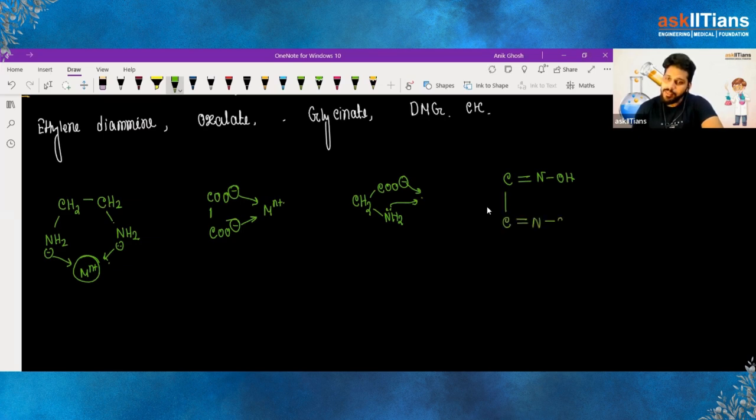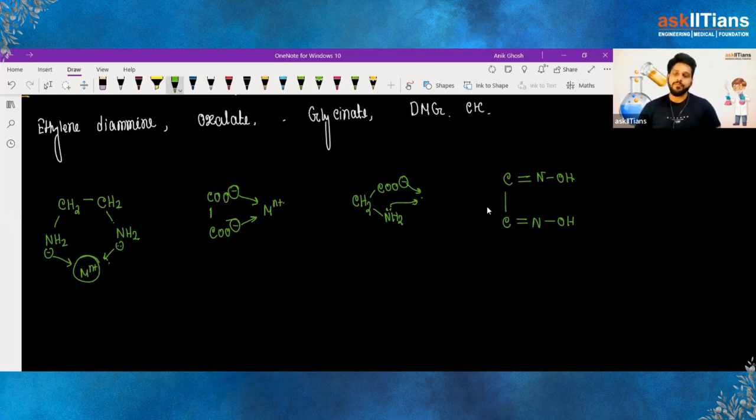Glyoxime. Gly means di. Gly and di. Ethylene glycol means ethylene diol. Right? Similarly, if you have OH over here, guys, it is ethylene glycol or ethylene diol. That would also be a bidentate ligand. Similarly, glyoxime means dioxime. Same thing. Two oxime groups are there. This one group is called oxime.